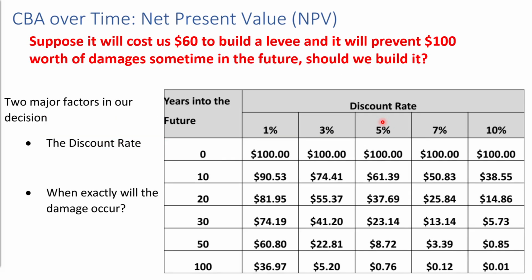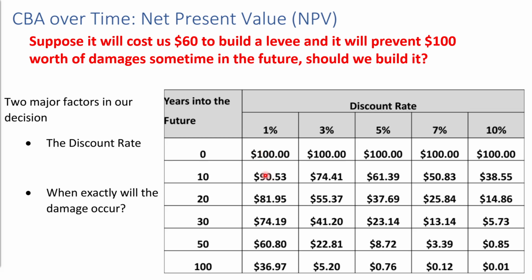Now this depends on two factors. One, it depends on the discount rate, and two, it depends on when exactly the damage will happen. Now if the damage is going to occur 0 years into the future, so that means relatively soon, right? So within a few months. Then of course we will build a levee regardless of discount rate, because it doesn't matter what the discount rate is. The damage is going to be worth $100, and any rational person will pay $60 to prevent $100 worth of damage.